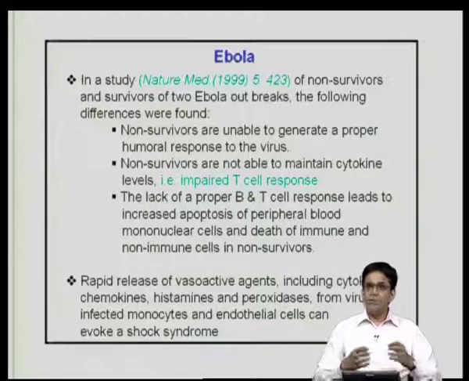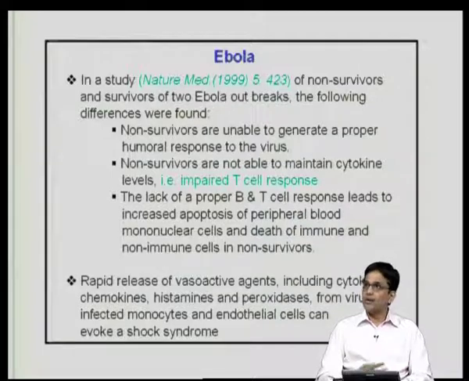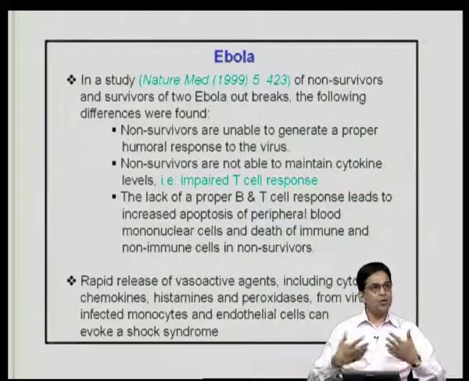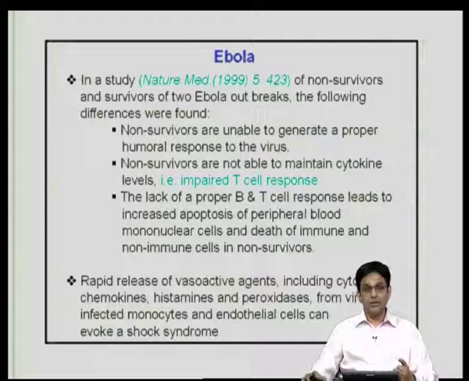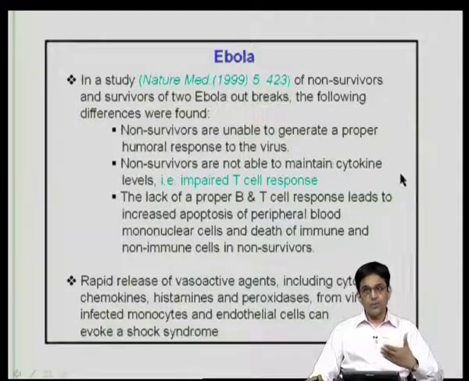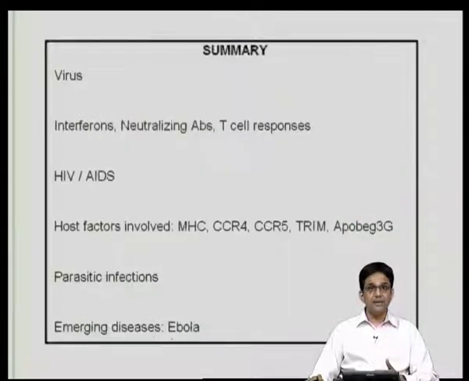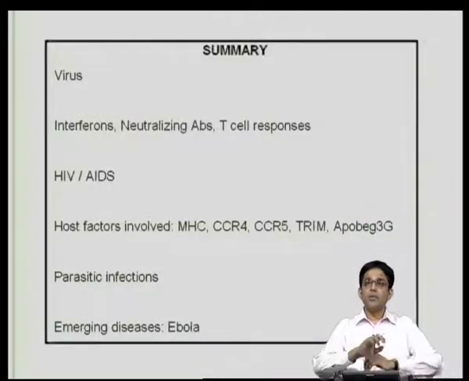What also happened is you also had rapid release of vasoactive agents, including cytokines, chemokines, histamines, and as a result you had what is known as a shock-like syndrome. We had discussed this in our studies on septic shock during the innate immunity class. So, it's very important for students to be able to understand this. Okay.